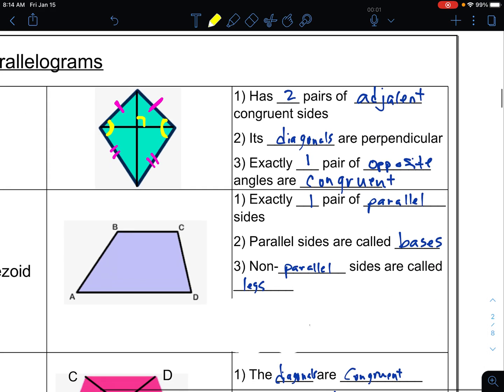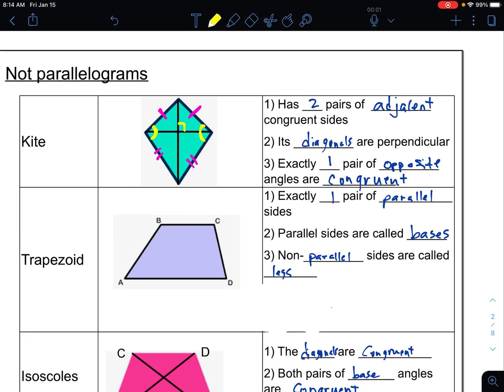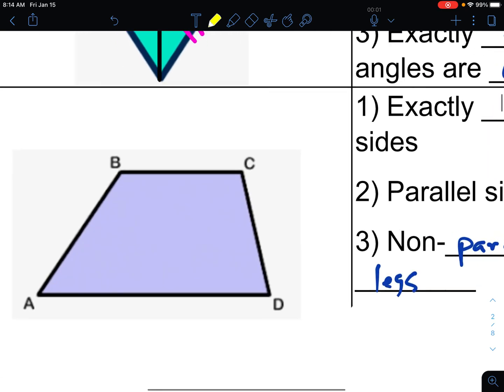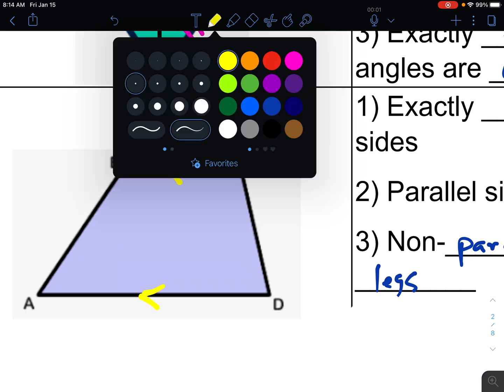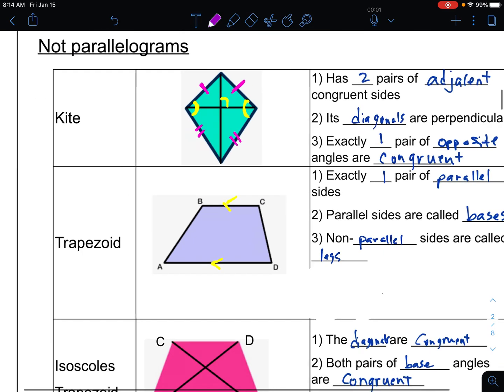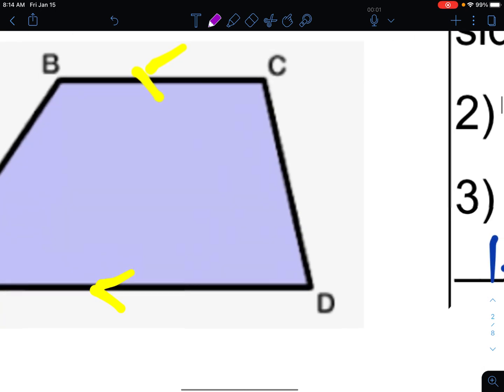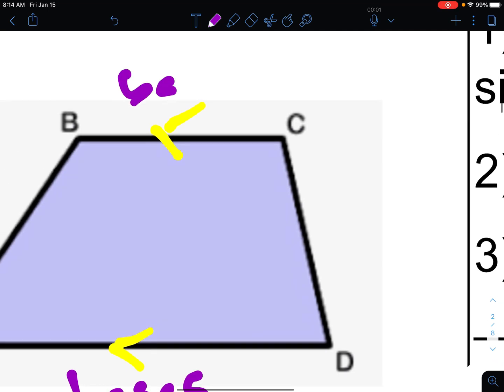And then with the trapezoid, I did the white highlighter, or white pencil, over the top of number 4 on the trapezoid. So you can do the same. Trapezoids have exactly one pair of parallel sides. We call those parallel sides the bases, and the non-parallel sides are called the legs. We talked about this when we talked area of a parallelogram. So we've got bases, and then we've got legs.